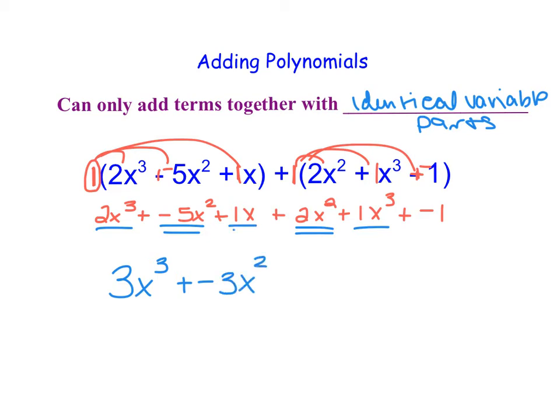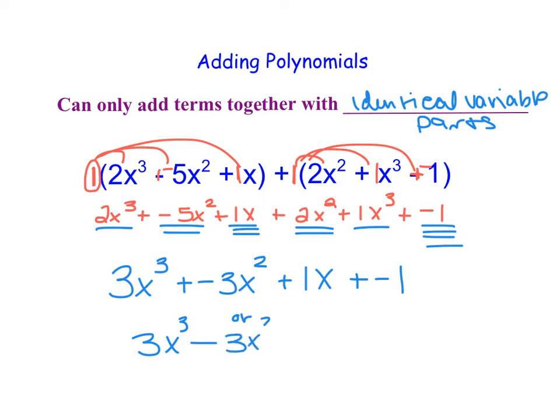Then from here I move on to look at terms that contain just an x, and I notice that there's only one, so that stays plus 1x. And then the constants without a variable, I'm left with just a constant of negative 1. Now I've written these using keep, change, change. Your other option is to write those plus negatives as simply subtraction signs. Either one of these options will be correct.